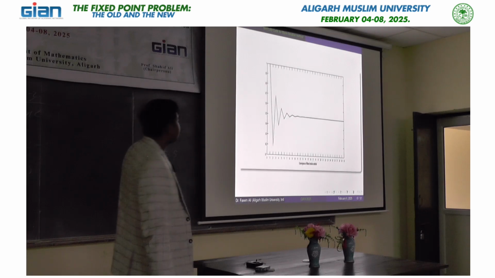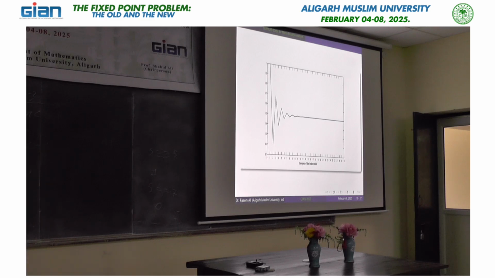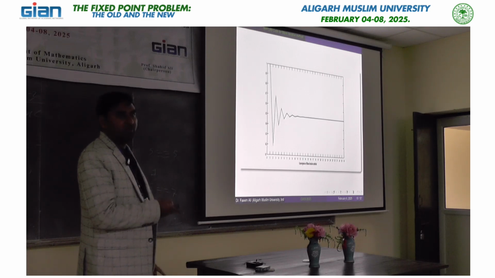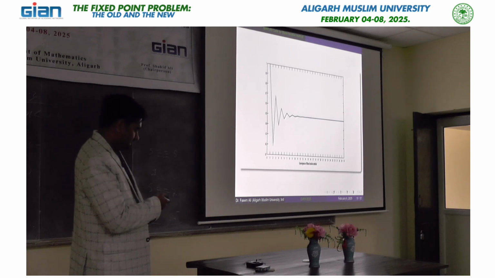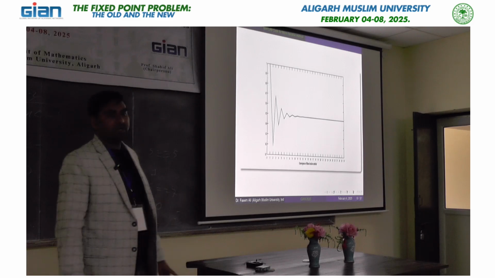So this is the convergence of the sequence defined by the Mann iterative method for the same example, 1 minus x. 1 by 2 was the fixed point of that mapping. So the Mann sequence converges to the fixed point of that mapping, that is, converges to 1 by 2. We will see here, right? This is the convergence of the sequence to 1 by 2.